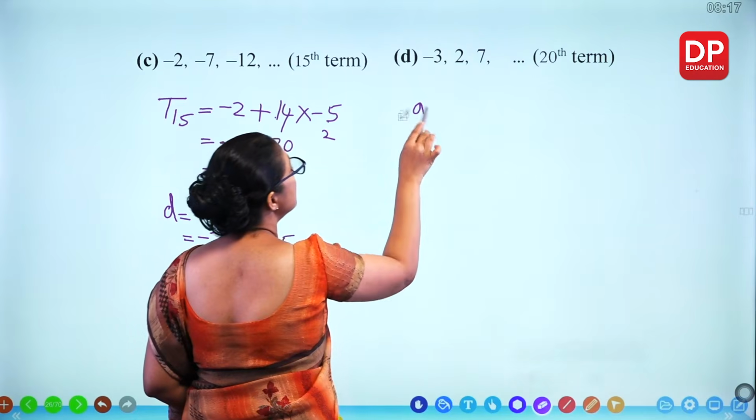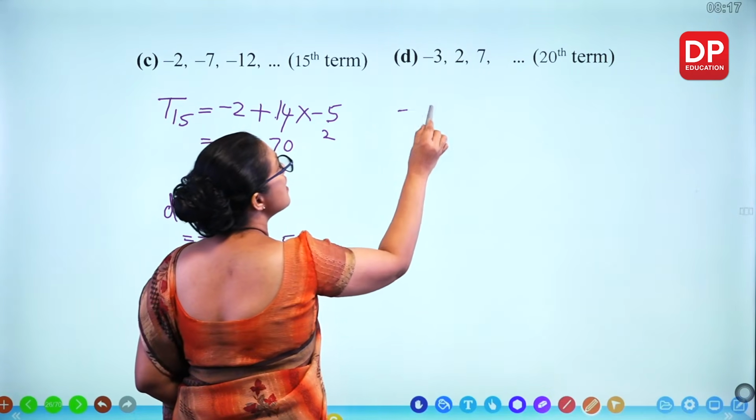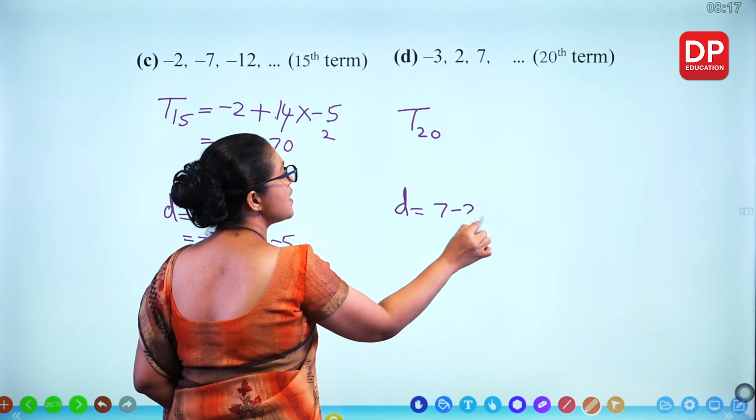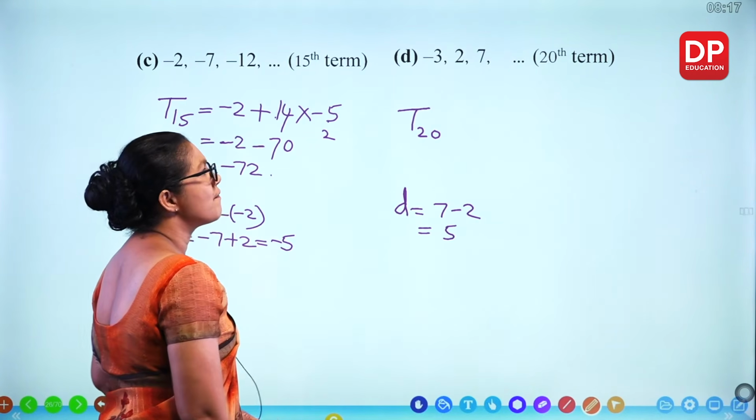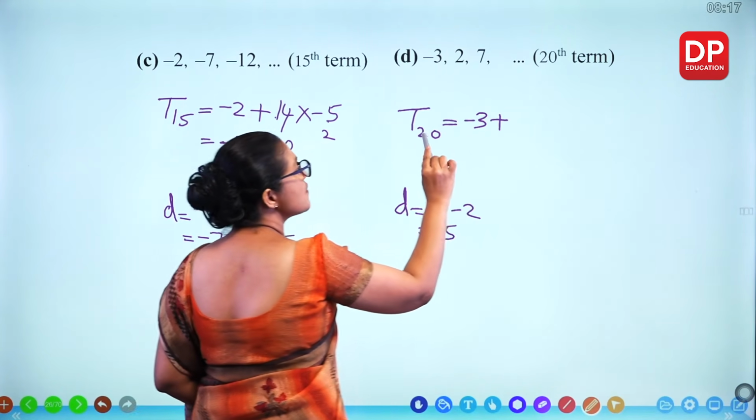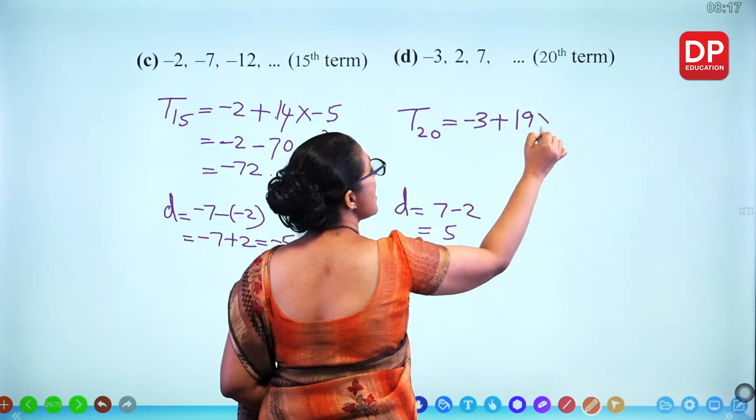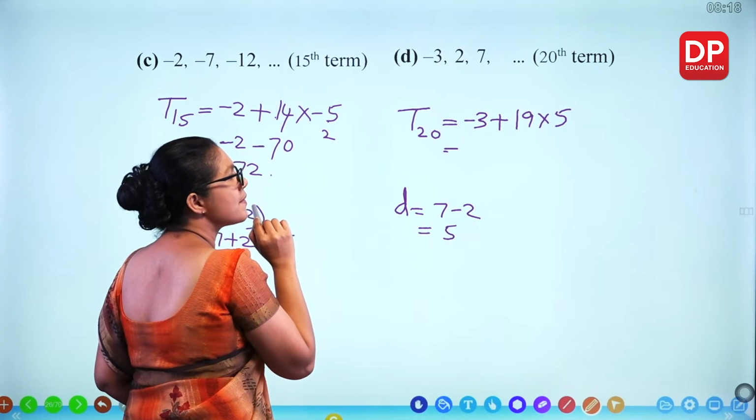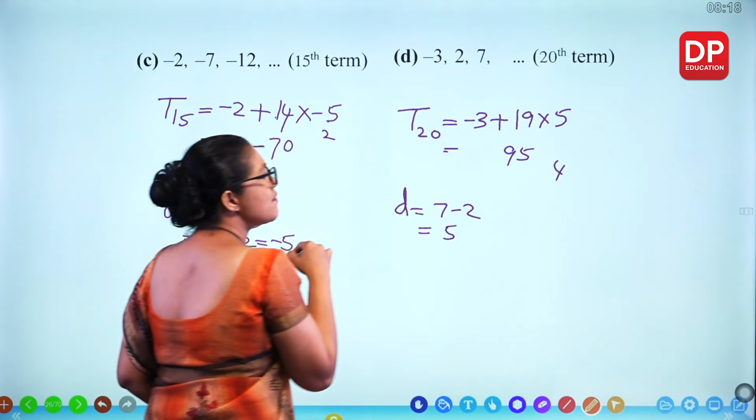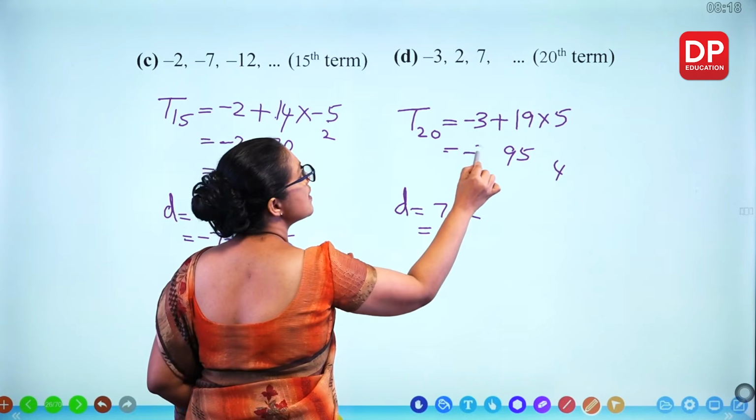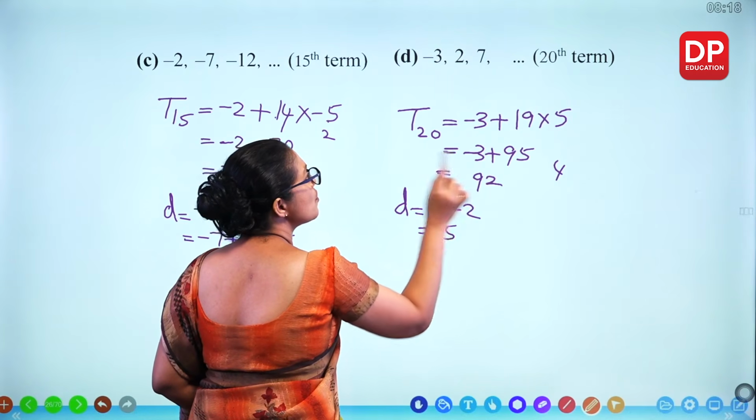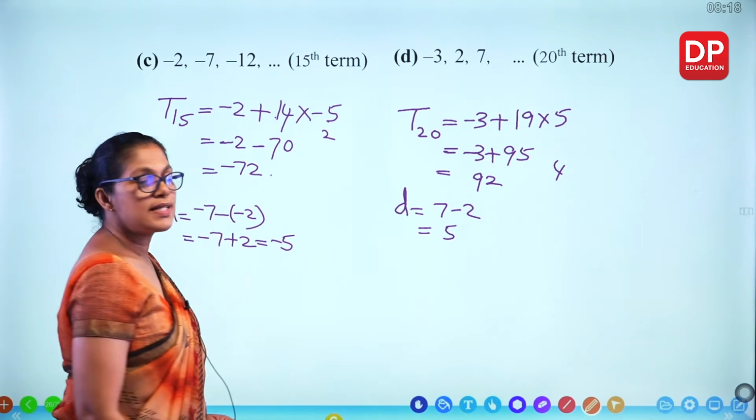This one, the first term is minus 3. So we need T20. Find the difference. The common difference is 7 minus 2, which is 5. Plug it into the formula. The first one is minus 3. N minus 1, 20 minus 1 is 19 times 5. 19 times 5, 4 remaining. So 95 plus minus 3. 95 minus 3, you get 92 is the 20th term.